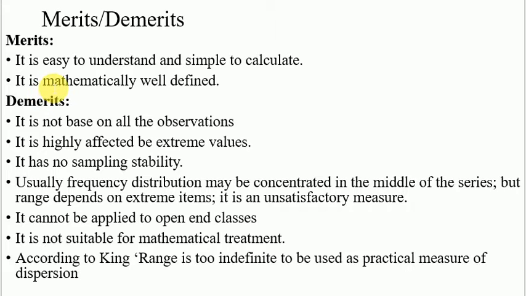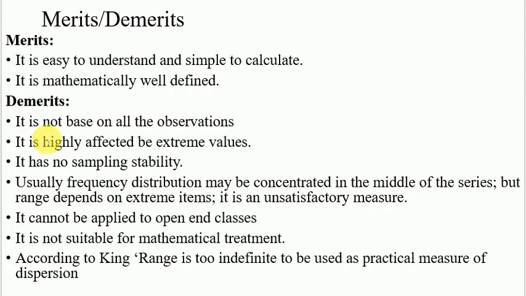The merit, the advantage, is that it's easy to understand and simple to calculate, since it depends on only two extreme items. So it is very easy to understand and very easy to calculate. That is one advantage. And it is also mathematically well defined. That's another advantage.